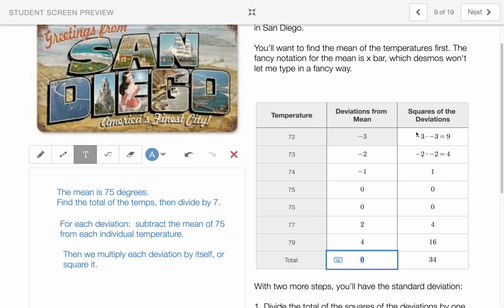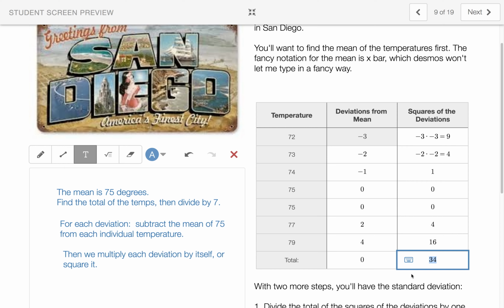Once you have the deviations, then we find the squares of those deviations. So we take the item times itself, or the deviation times itself. And so I gave you a couple of them outlined here. We should get 9 for a square, and then 4, and then 1. A couple of zeros, 4 and 16, and then we add those all together. So find the total, and that should be 34 in this case.